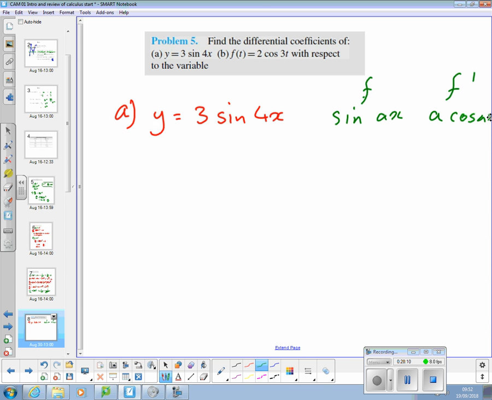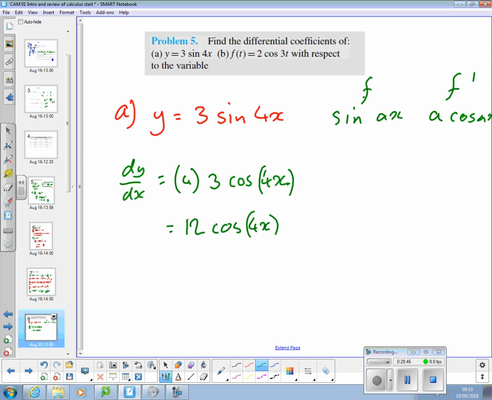We're going to come back to this later, but we can write the differential as a function with one dash as the first differential. More about that. So what is A in this case? What's the value of A? 4. So we bring that 4 out and multiply. Change that to cos. Keep the 4x. So it is 12 times the cos 4x.